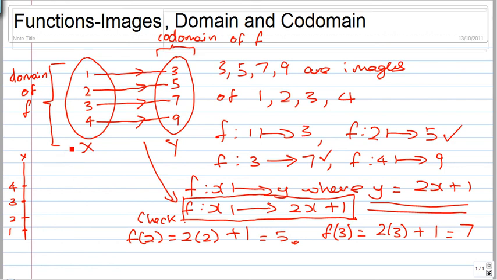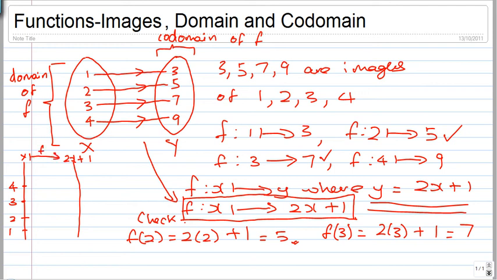Probably a little unclear. Let me do it again. So this is 2x plus 1. If you map it, you find that 4 will result in a 9. It goes upwards like that. So 3 will result in a 7 when you map it. 2 will result in a 5. 1 will result in a 3.